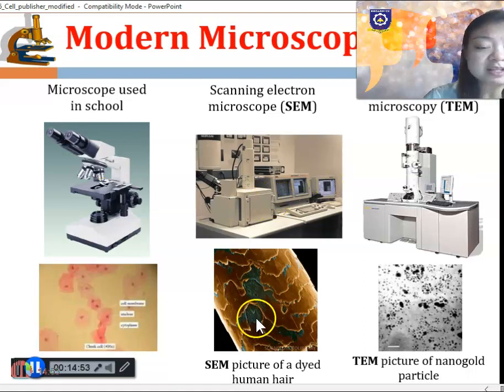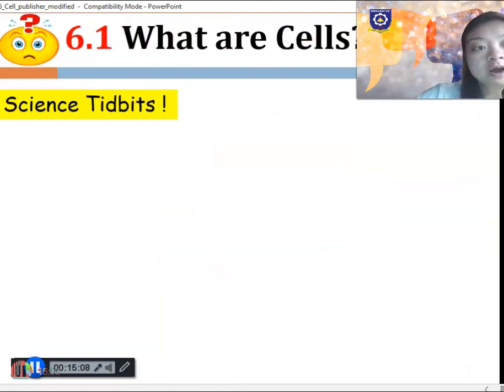Now this is basically a human hair. All right, and of course you have your transmission electron microscopy. These two types of microscopes you won't be able to see in schools, probably only in the university or even in research labs.